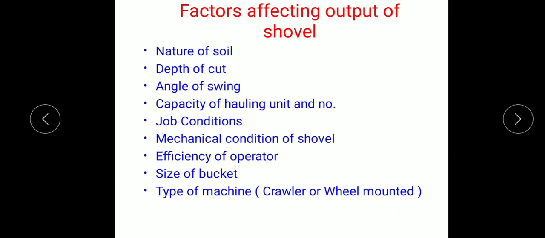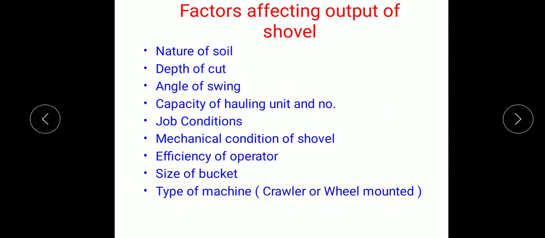The next important factor is capacity of hauling unit and number. If small hauling units are used, the size of the equipment should be small, whereas for large equipment, large hauling units should be used. Next is the job condition. If the job conditions are favorable for working, in that case the output of the shovel will be more. Next factor is the mechanical condition of the shovel. If the mechanical condition of the shovel is good, in that case the greatest output can be obtained.